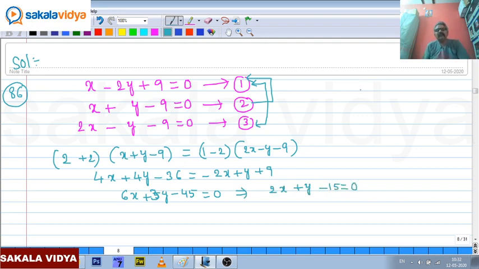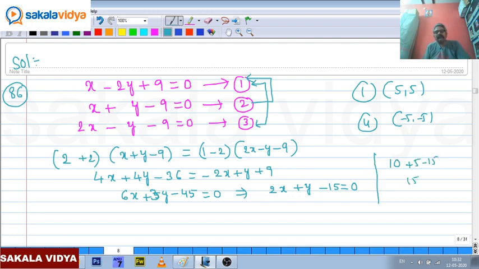Now substitute the options. Only two options are left over here. 5 comma 5 and last fourth option minus 5 comma minus 5. Substitute here. So 10 plus 5 minus 15. 15 minus 15 is equal to 0. Yes, first option is the right option. 5 comma 5.